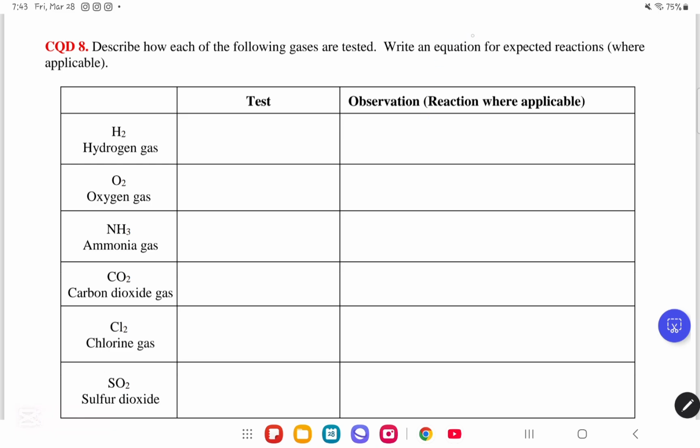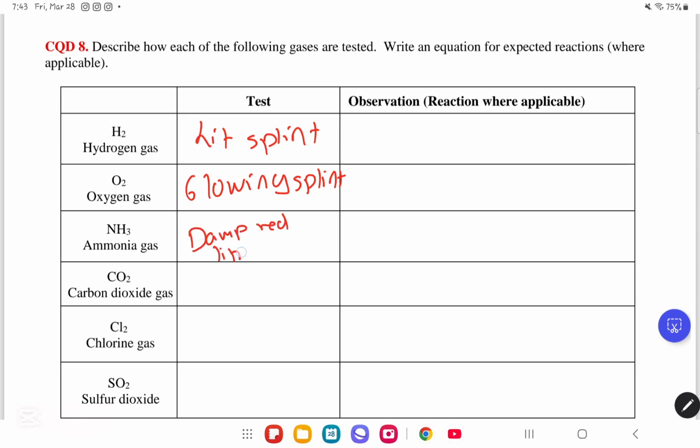Now we move on to CQD number 8. They said, describe how each of the following gases are tested. Write an equation for the expected reactions where applicable. So H2 gas, its test is a lit splint. Oxygen gas, its test is a glowing splint. NH3 gas, its test is a damp red litmus paper.